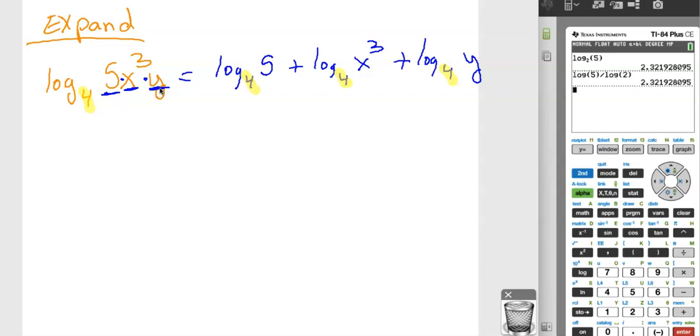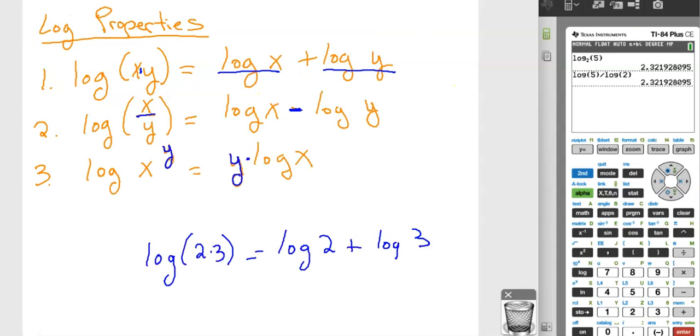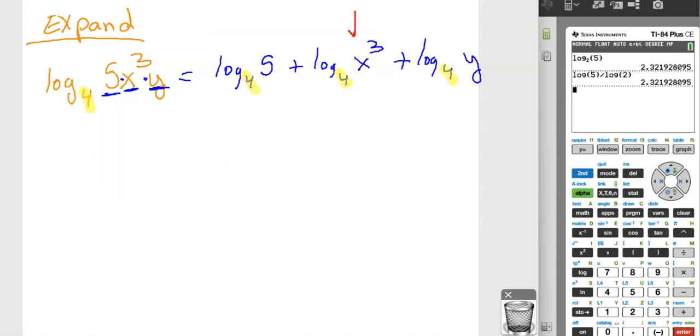So it's kind of like simplifying a fraction, reducing a fraction. You have to keep reducing until it's reduced all the way. So you have to keep expanding until it can't be expanded anymore. Well, notice this guy right here has an exponent. And if we go back to the rules, the properties, so rule number 3 is if I have an exponent, it's the same as if I brought that out.